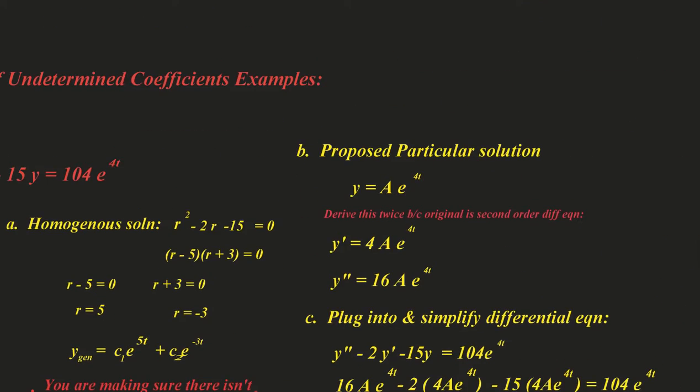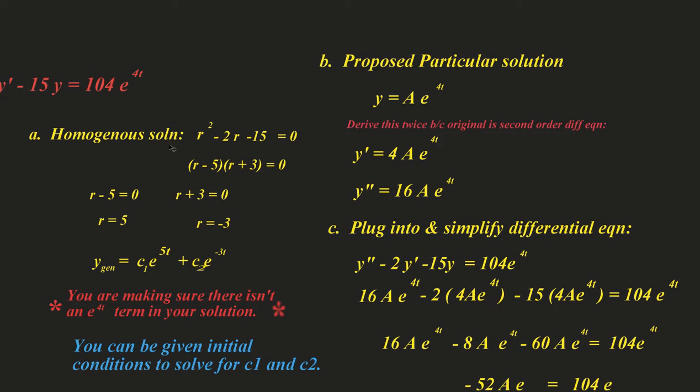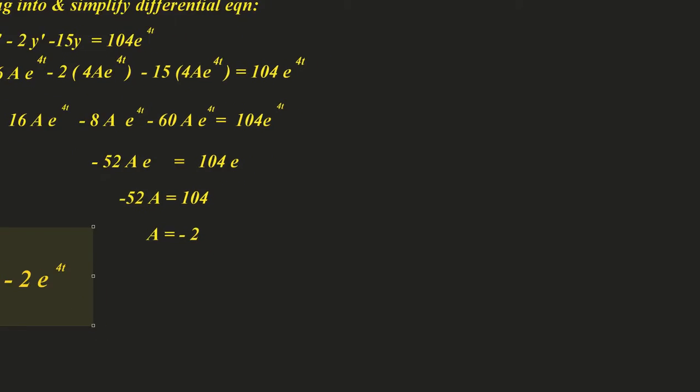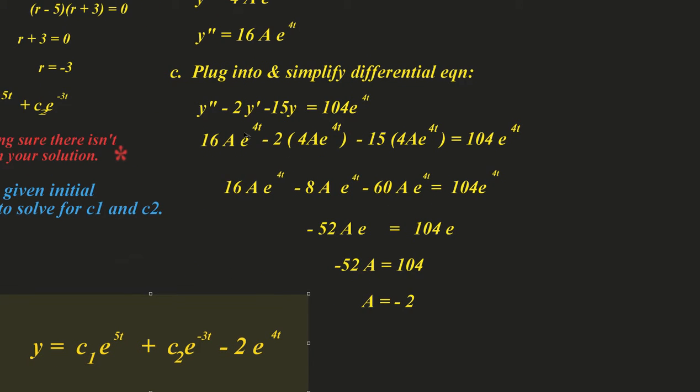So here you could be given initial conditions for the first derivatives, and you could find C1 and C2, but that's your general solution. And now we can safely propose a particular solution of a e to the 4t, because that's a 4t right there, and some constant in front of it. You derive it twice, first derivative, second derivative, just bring down the derivative of the 4t. Now plug it into your differential equation, simplify, and when you simplify, you're going to get the first derivative times 2 is -8, -60, combine your like terms, divide both sides, a is -2.